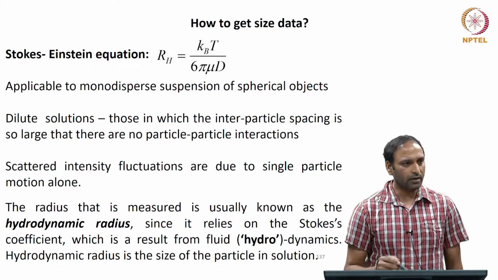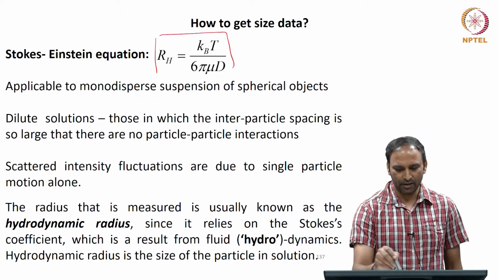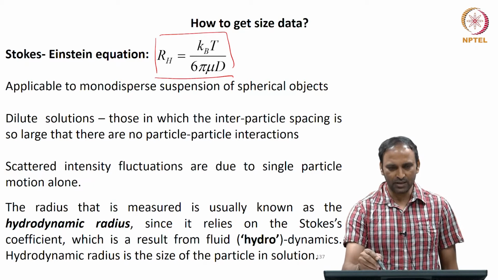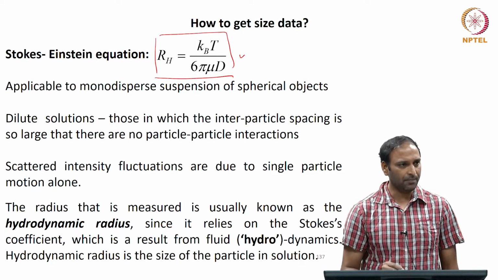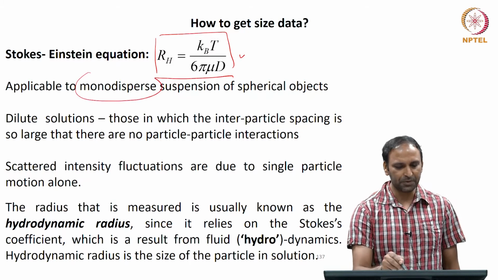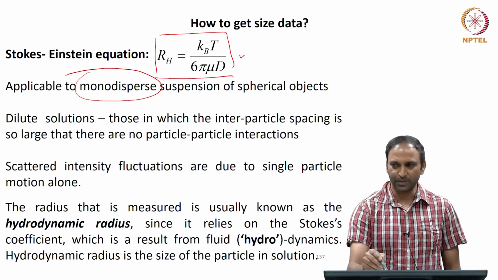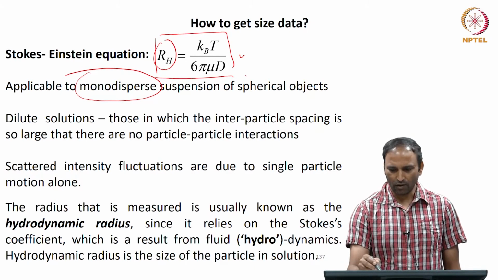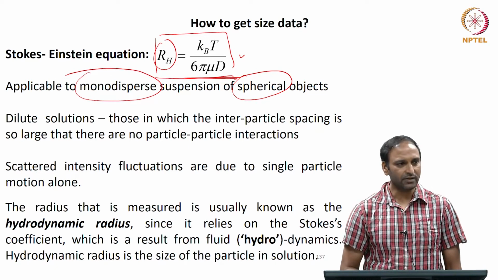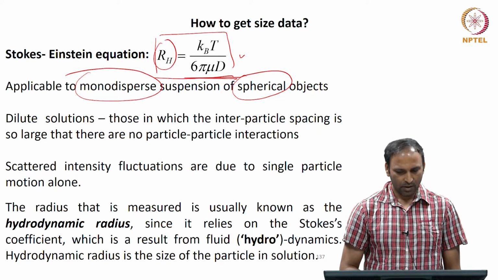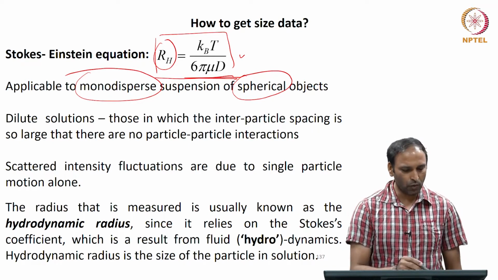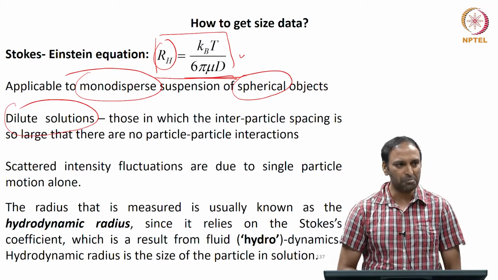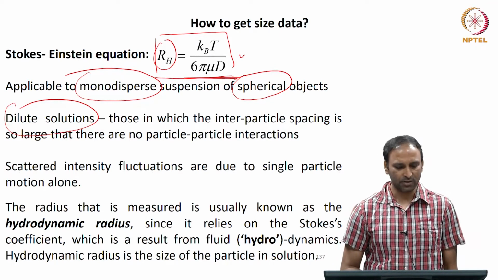And typically the size of the particles is measured by something called the Stokes-Einstein relation. This particular expression is applicable if you have monodisperse particles, because the particles are of the same size. And of course, it is applicable if the particles are spherical, and one has to ensure that you work with dilute solutions. This is one of the important requirements whenever you do DLS measurements.